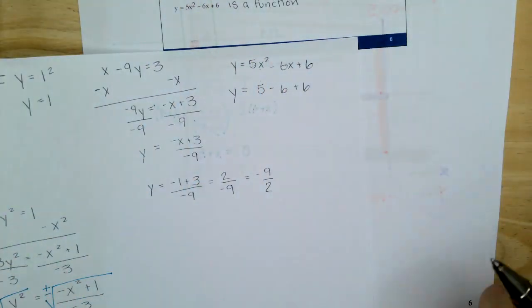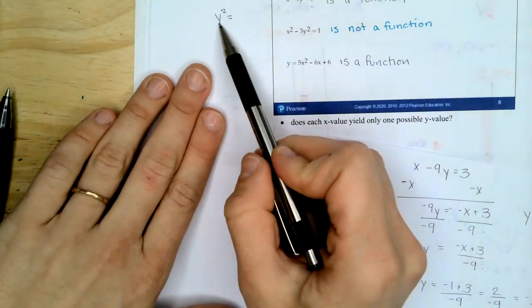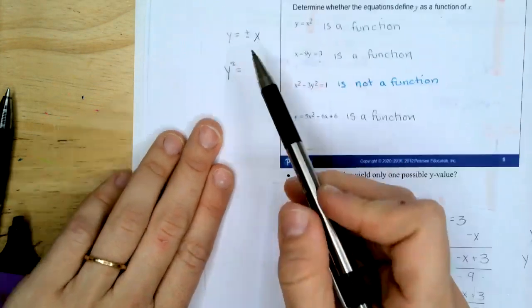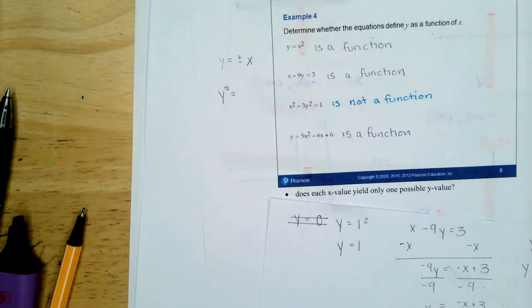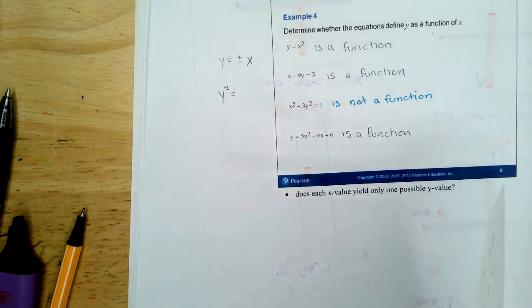It's okay if you have a fraction. What's not okay is a y squared, because a y squared is ultimately going to give you a plus and a minus, and that's going to be the problem. All right? The plus and minus tells us that there are values of x for which two values of y will result. Okay?